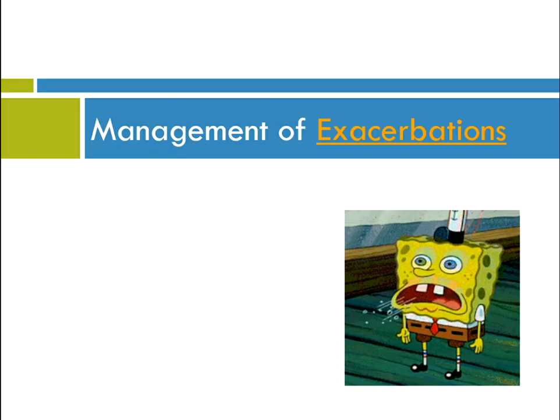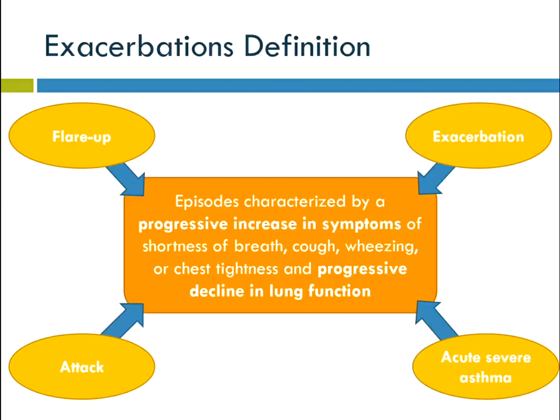What did we say an exacerbation was on the first day? What's another word for exacerbation? An asthma attack, acute asthma. Good. So they can also be considered a flare-up, an attack, exacerbation, acute severe asthma. Good job. These are episodes that are characterized by progressive increase in symptoms.